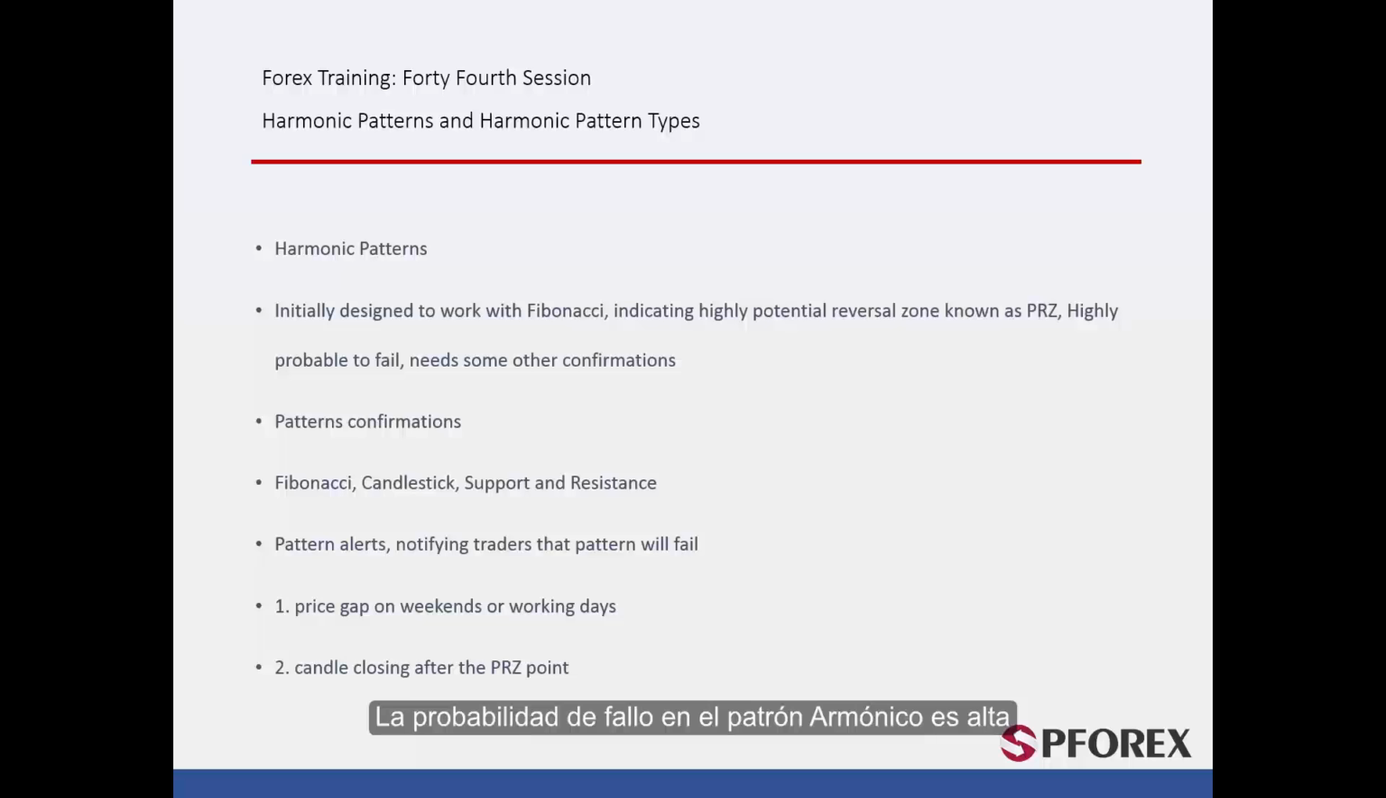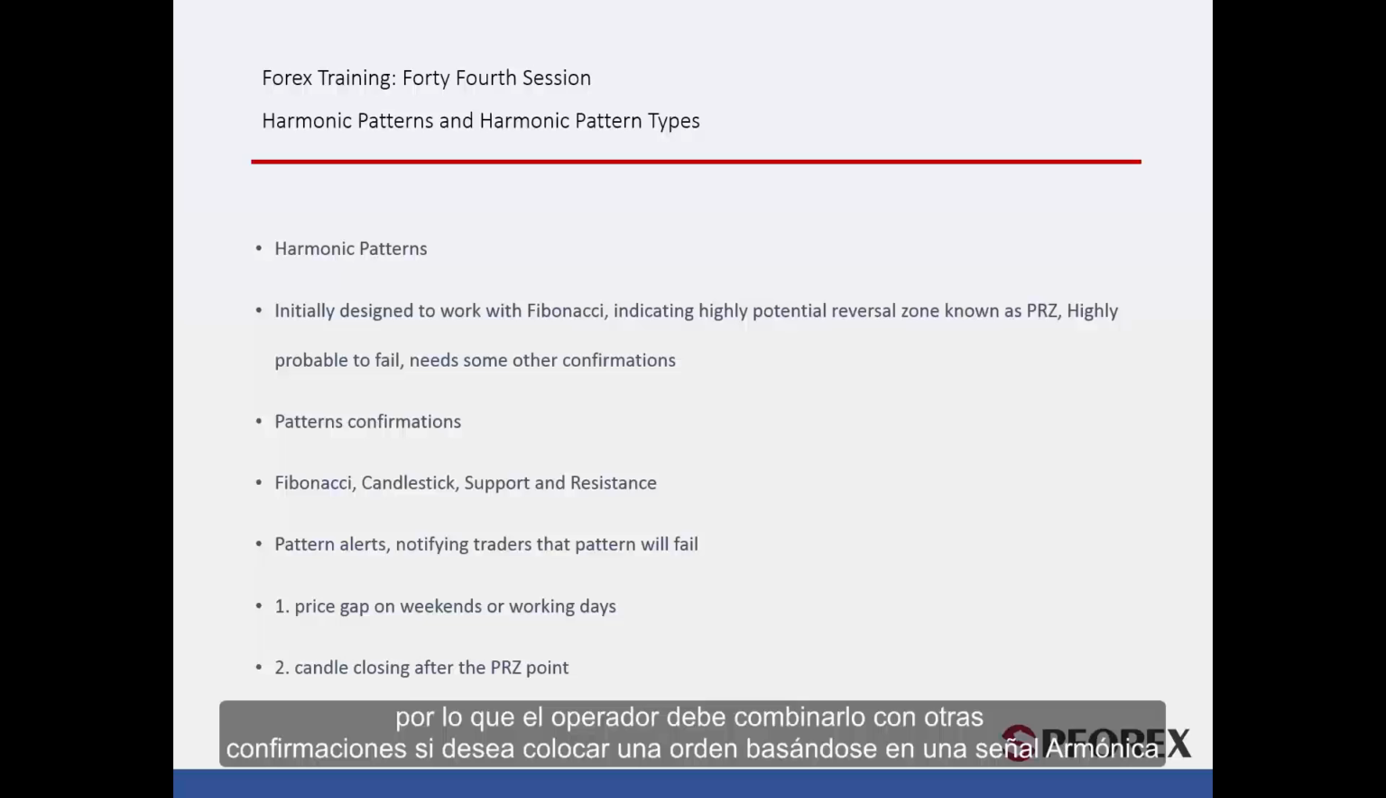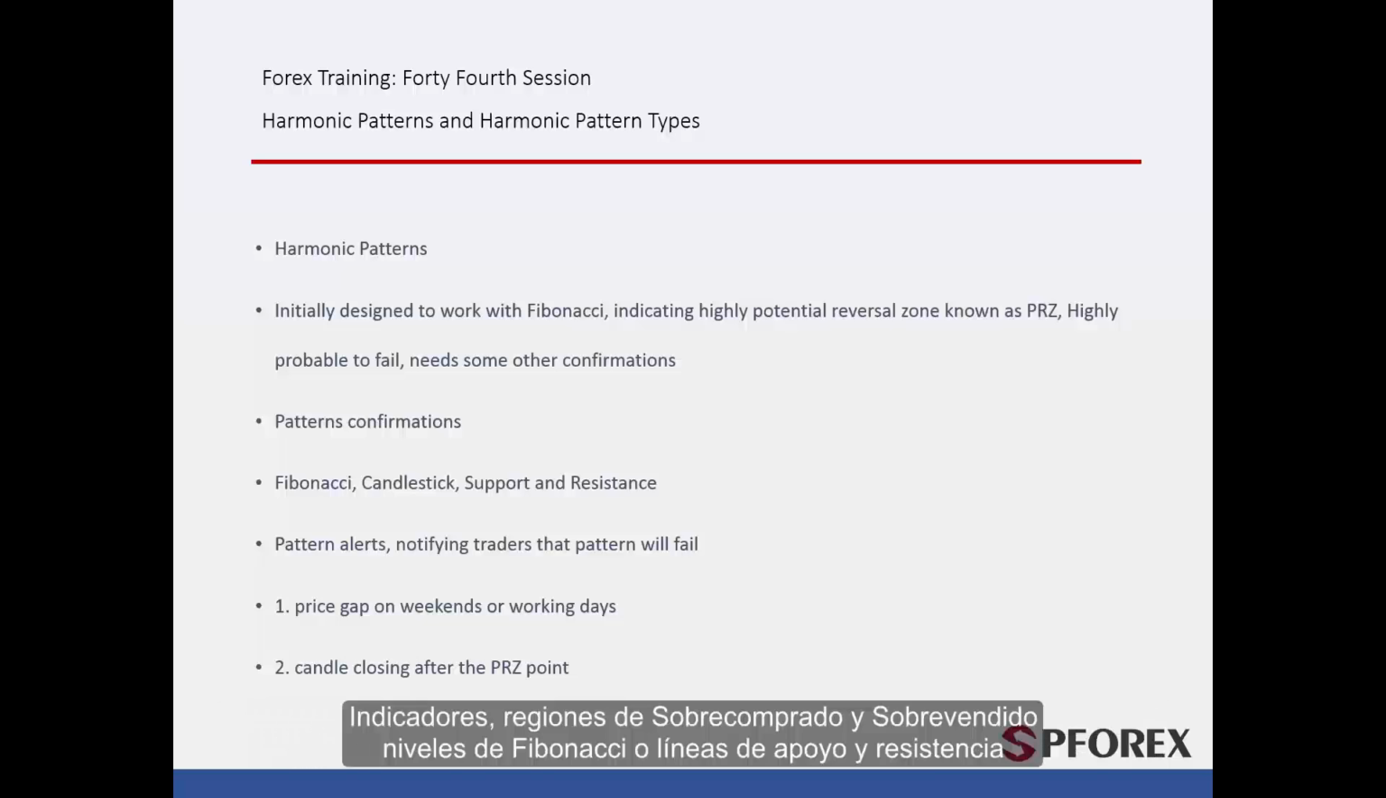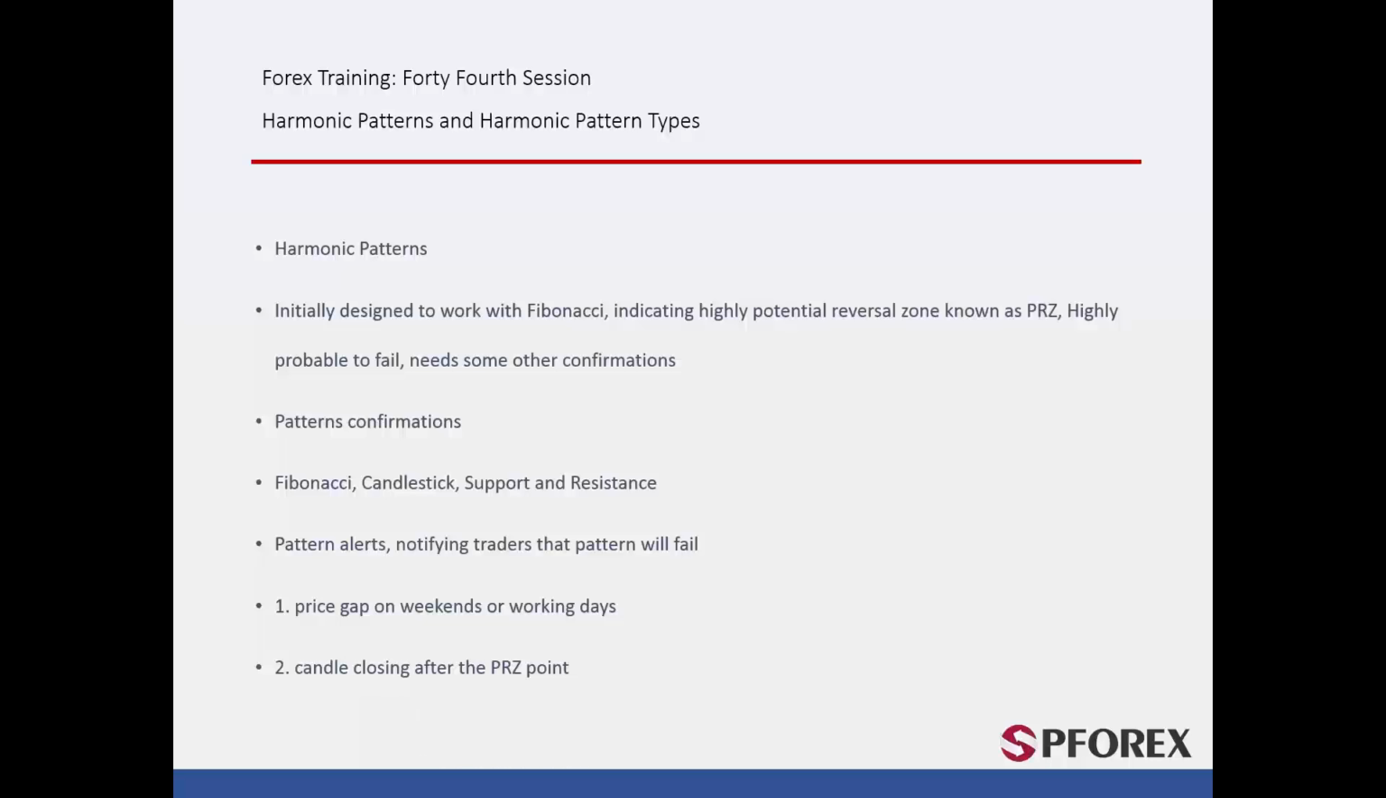The failure probability of harmonic patterns is high, thus a trader must combine it with other confirmations if he or she wants to place an order on the basis of a harmonic signal. Confirmations can be derived from candlestick patterns, indicators, overbought and oversold regions, Fibonacci levels, or strong support and resistance lines.